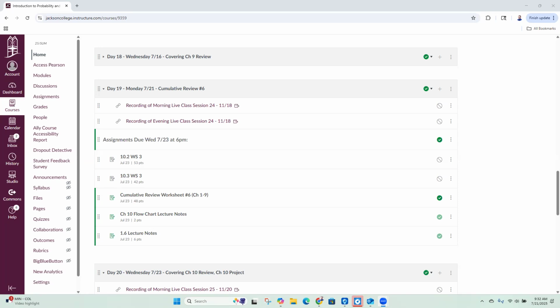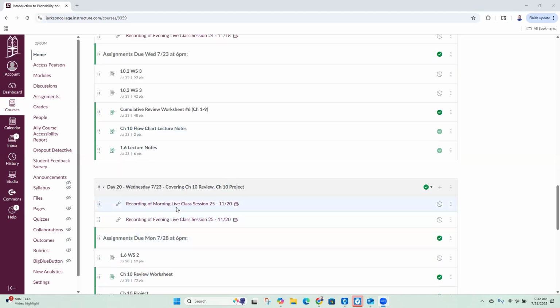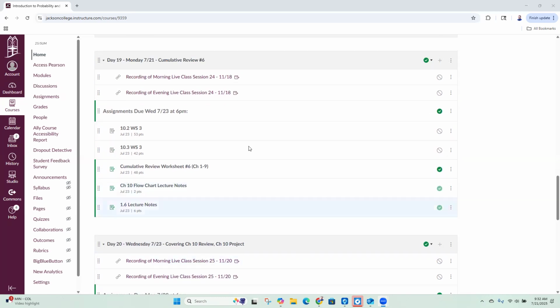So I had to switch a few things around. We were going to cover the Chapter 10 project today, but I moved it to Wednesday because we haven't gone over the Chapter 10 review, and there's still some Chapter 10 lecture notes. It's not a particular section, just this flow chart, but I figured we should wrap up material for Chapter 10. And then on Wednesday, we'll do the Chapter 10 review. We'll do the Chapter 10 project.